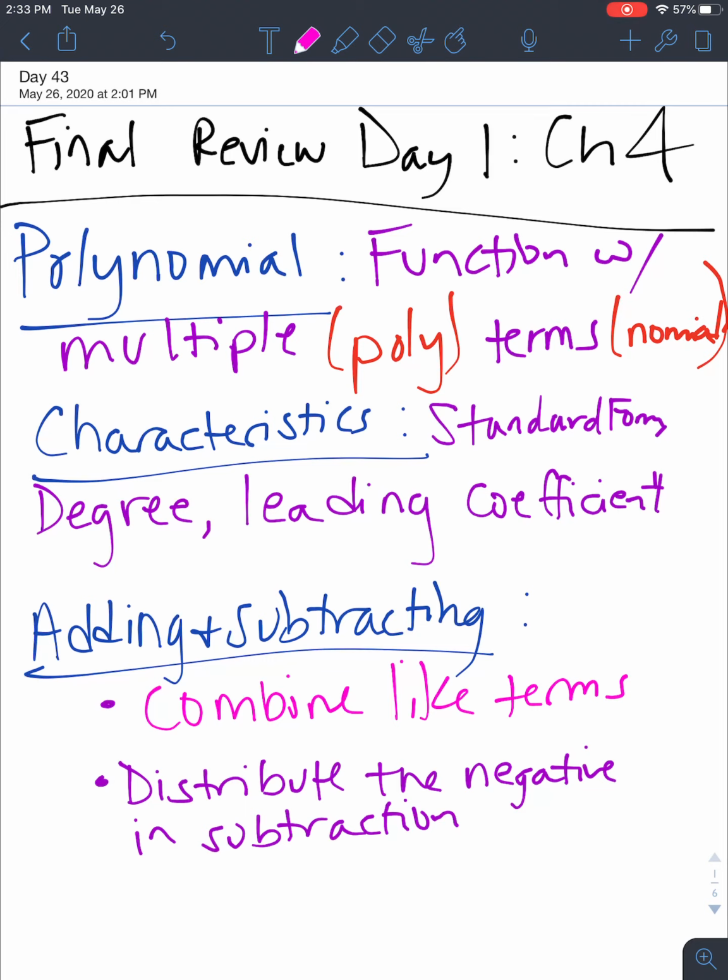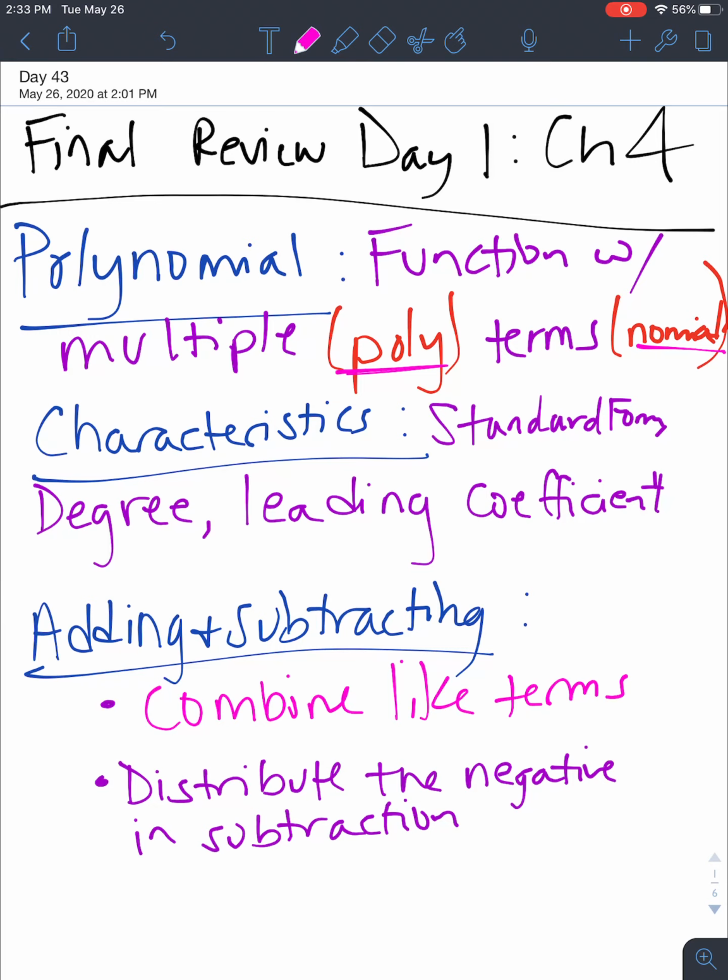Alright, so chapter 4 started off with talking about polynomials, and we actually finished the end of trimester A talking about polynomials. So this was a little bit of a review chapter. But remember that a polynomial is a function that has multiple terms. We remember that because poly means multiple and nomial means term. So a polynomial, by definition, is something with multiple terms.